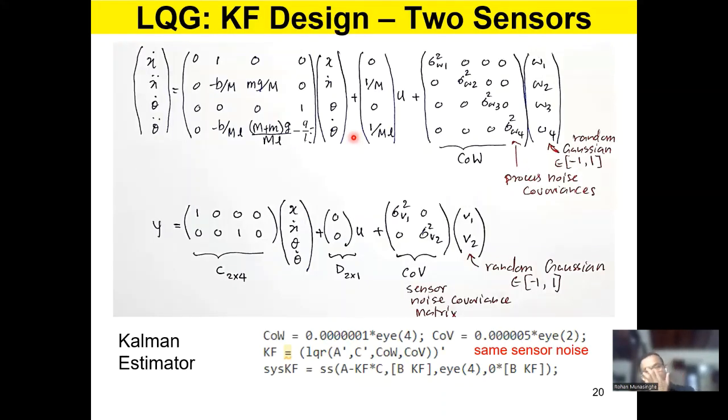Therefore, we introduce two sensors. Now we have a cart position sensor and a pole angle sensor, two sensors. When you have two sensors, your measurement equation is like this. You have V1 and V2, and this is Y, a 2 by 1 vector. Two measurements.